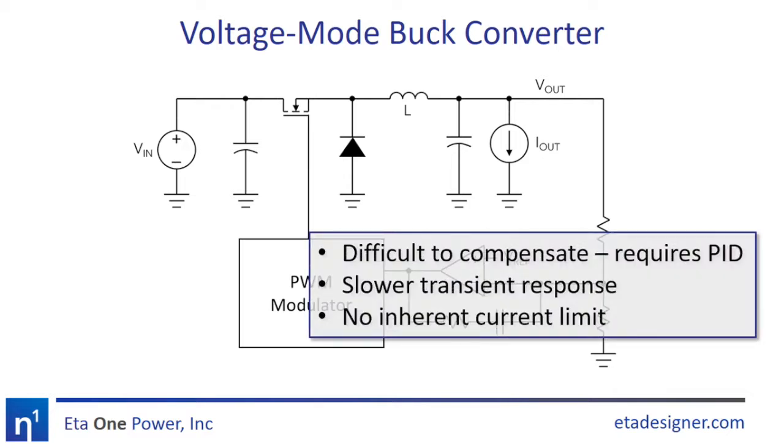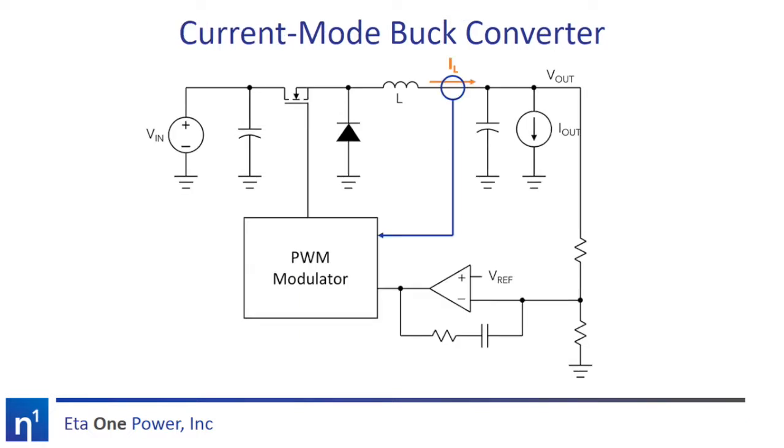Voltage mode converters can be difficult to control. First, they typically require a more complex PID controller, not just a PI controller. Adjusting the compensator can be more involved, and the controller will often be sensitive to parameter variation. A voltage mode buck will also respond slowly to transients and has no inherent current limit to protect the converter in overcurrent conditions. Next, let's look at the current mode buck converter.